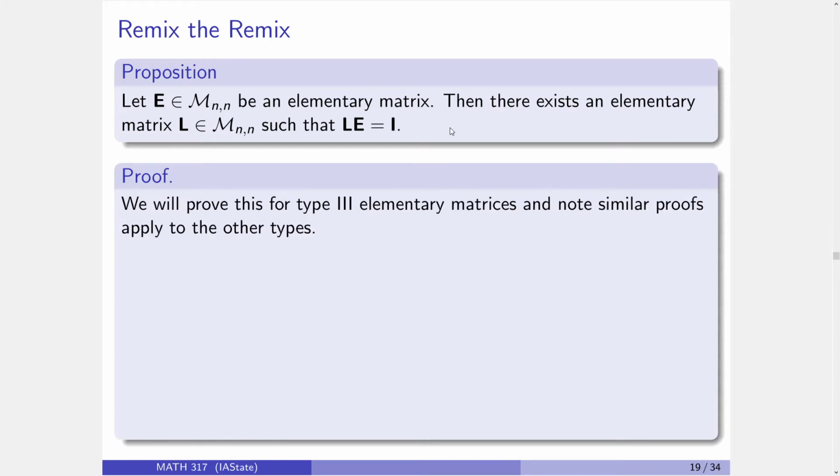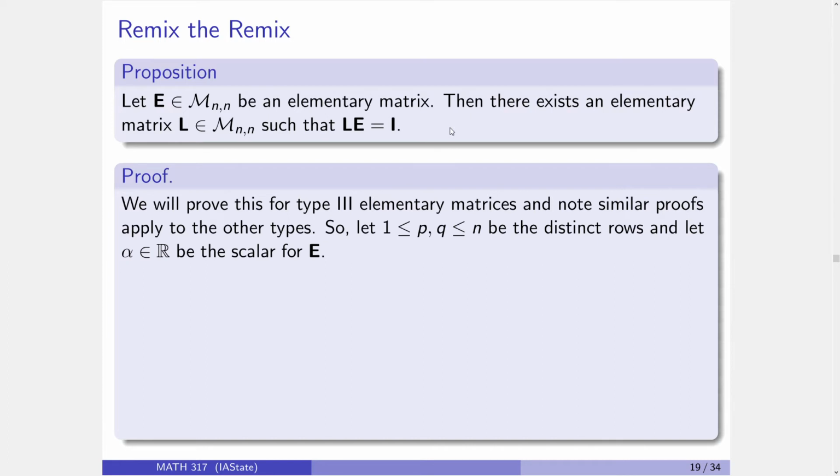Okay. All right, and similarly to the proof we just did, I'll do it for type 3, and then if you're interested, you can do it for the other types. Let P and Q be the rows that we're going to use for the type 3ing. So in other words, I will scale P by alpha and add it to Q.